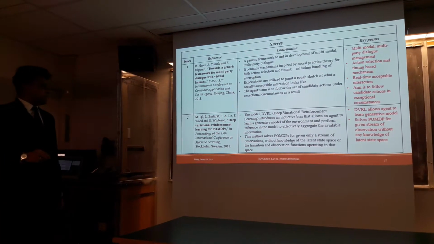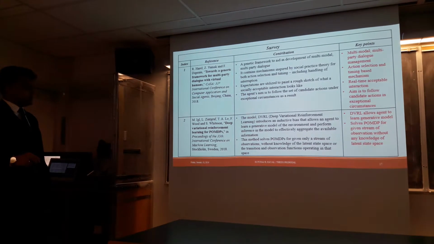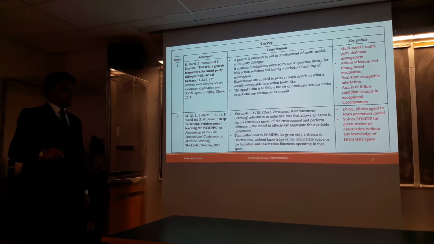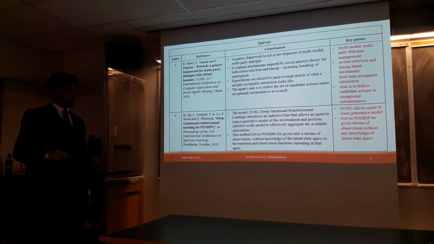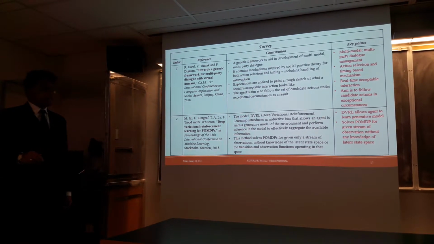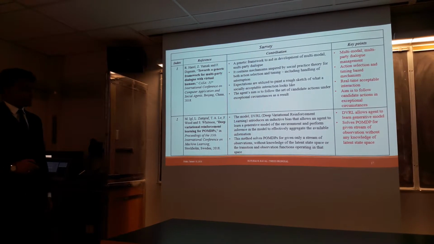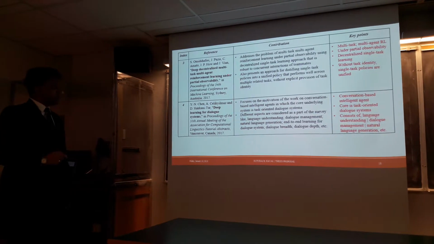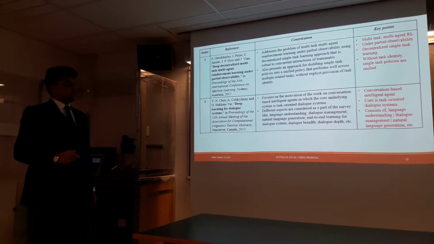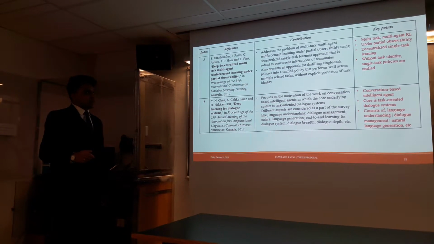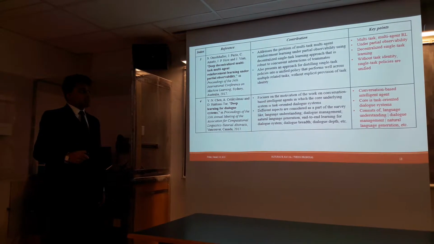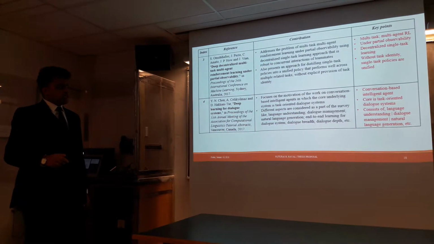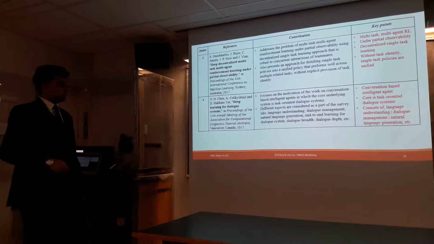The second paper is deep variational reinforcement learning for POMDPs. So they have proposed this DVRL model, and the DVRL allows an agent to learn a generative model. It solves POMDP for a given stream of observation without any knowledge of latent state space. The third paper is deep decentralized multitask multi-agent reinforcement learning under partial observability. They were focusing on multitask multi-agent reinforcement learning under partial observability using decentralized single task learning without any task identity, and single task policies were unified.